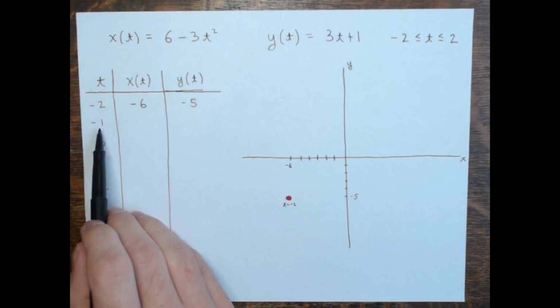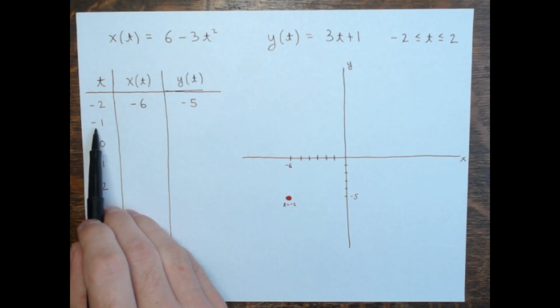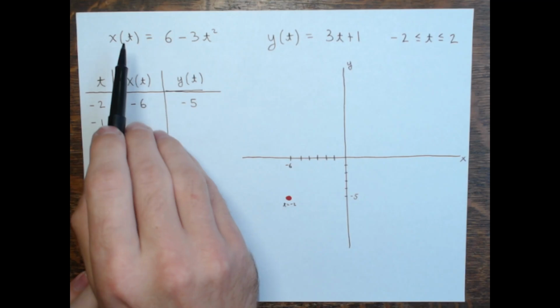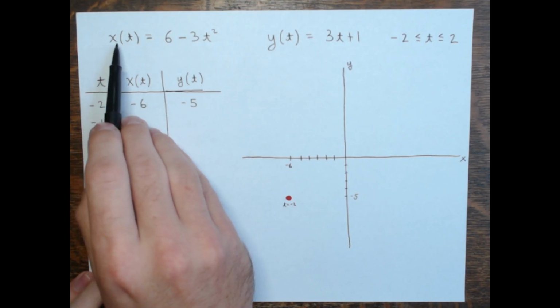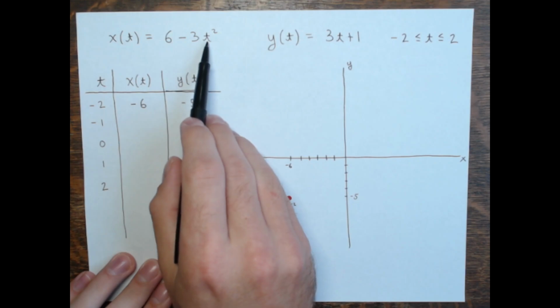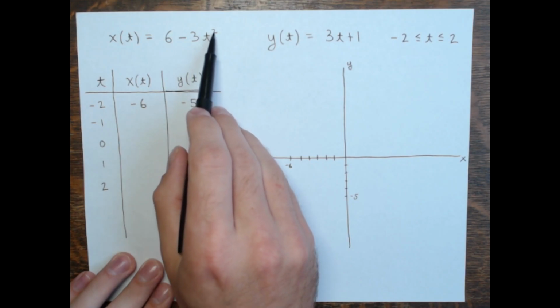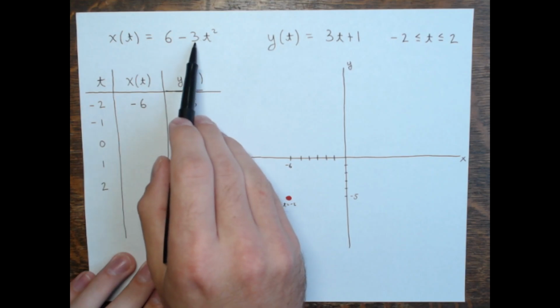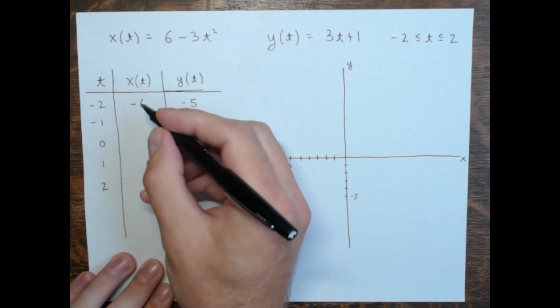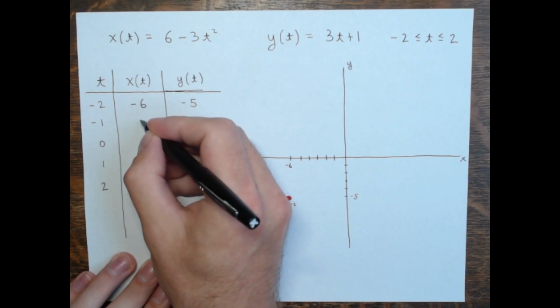So again, just going to start with integer values. Plugging in -1 for t. The x coordinate when t is -1. -1 squared is +1 times 3 is 3, and then 6 minus 3 is 3.